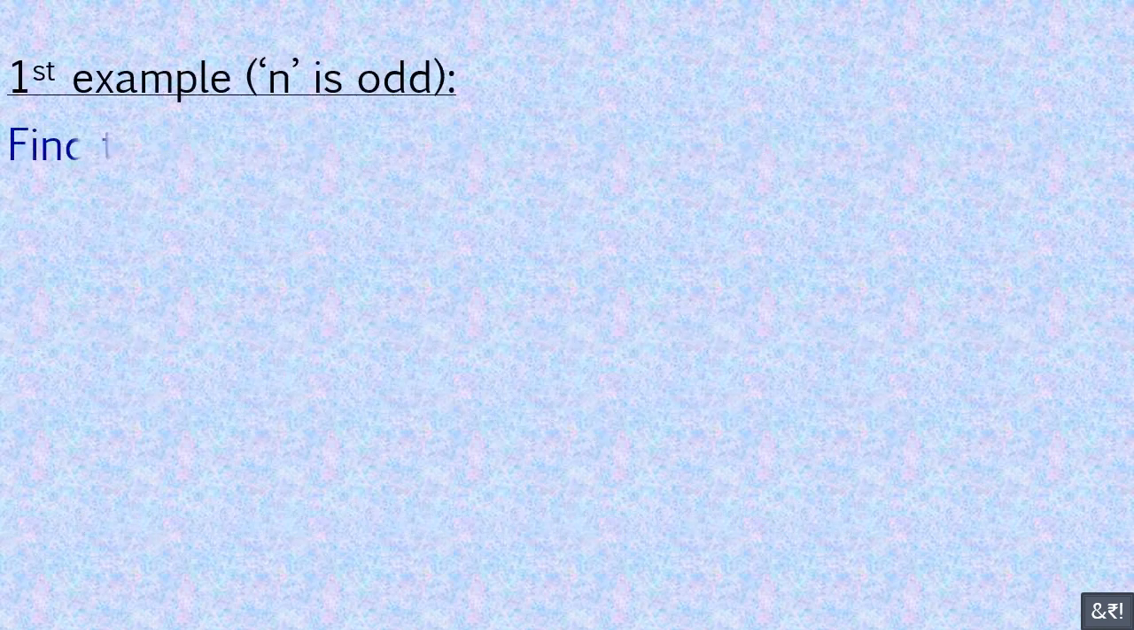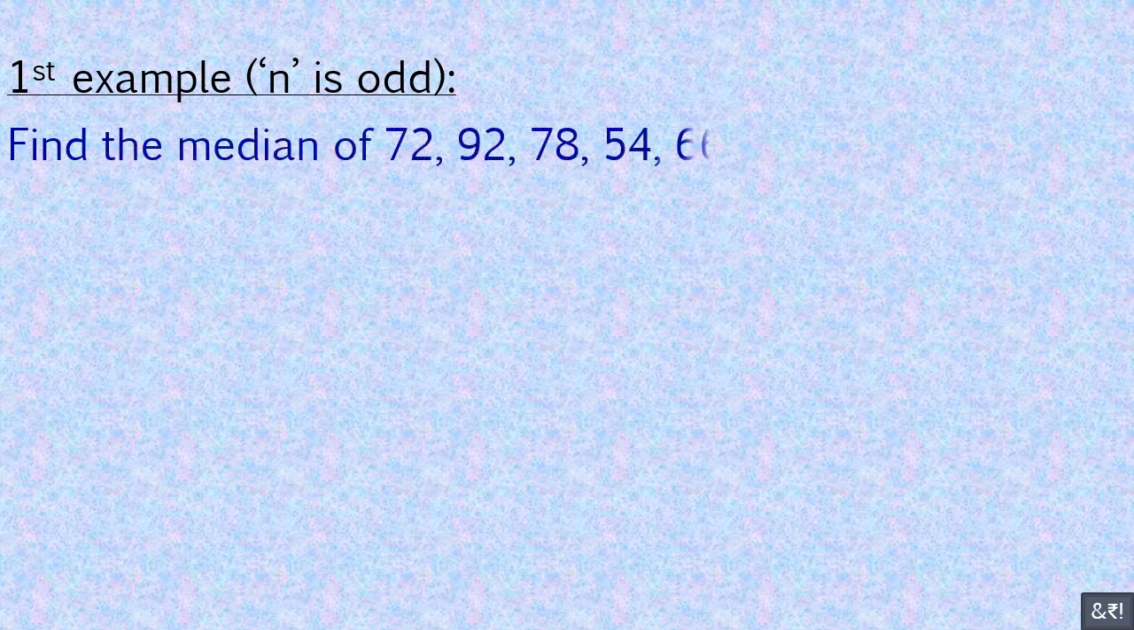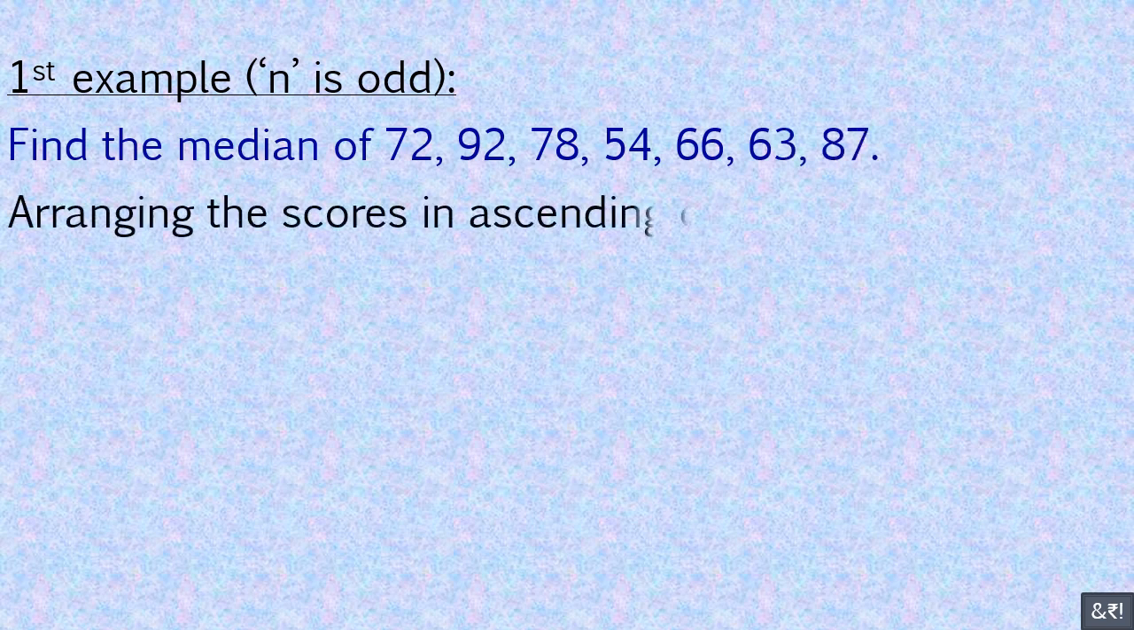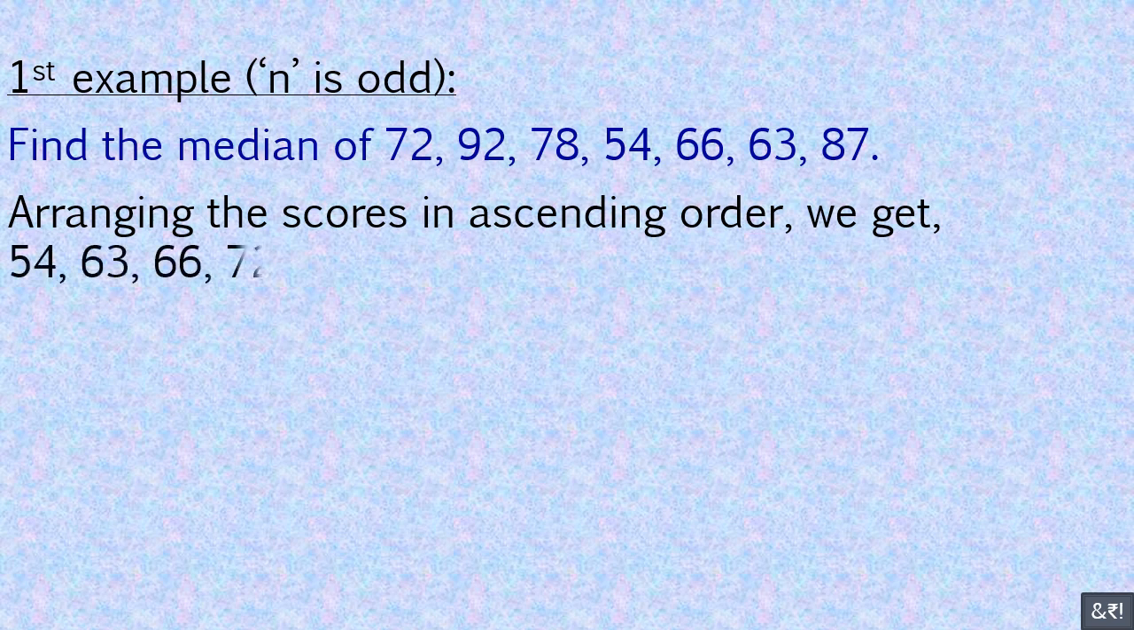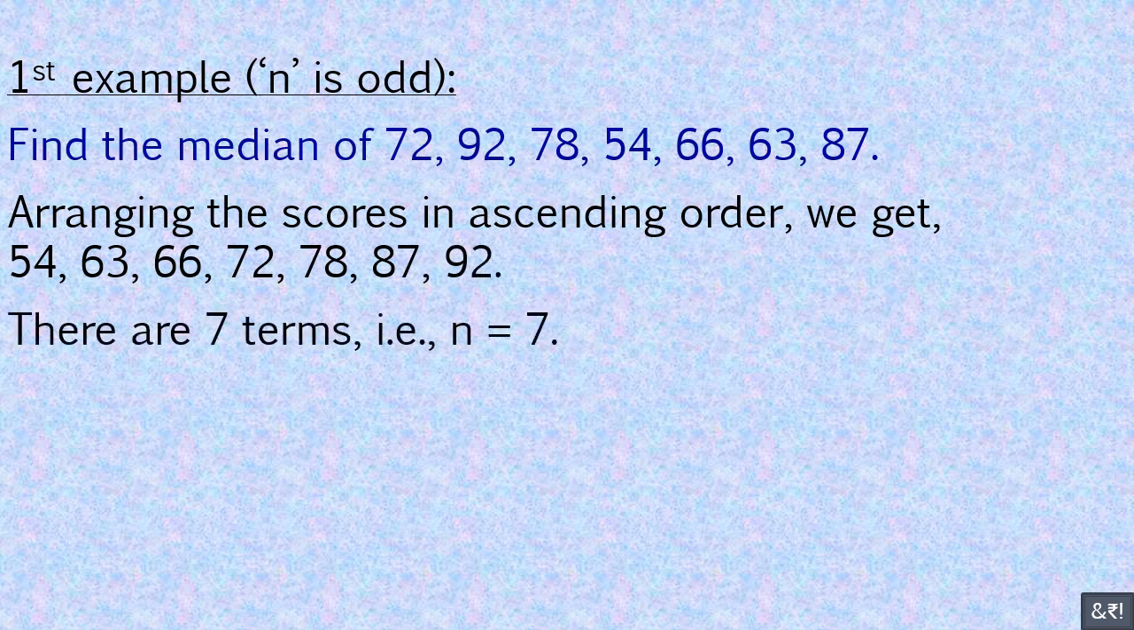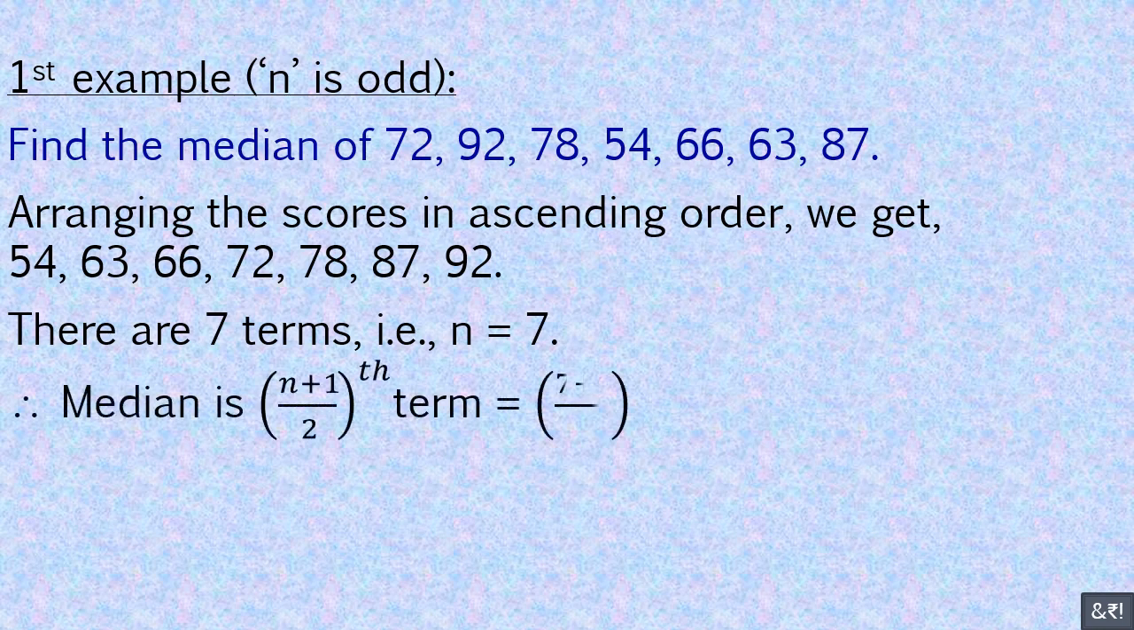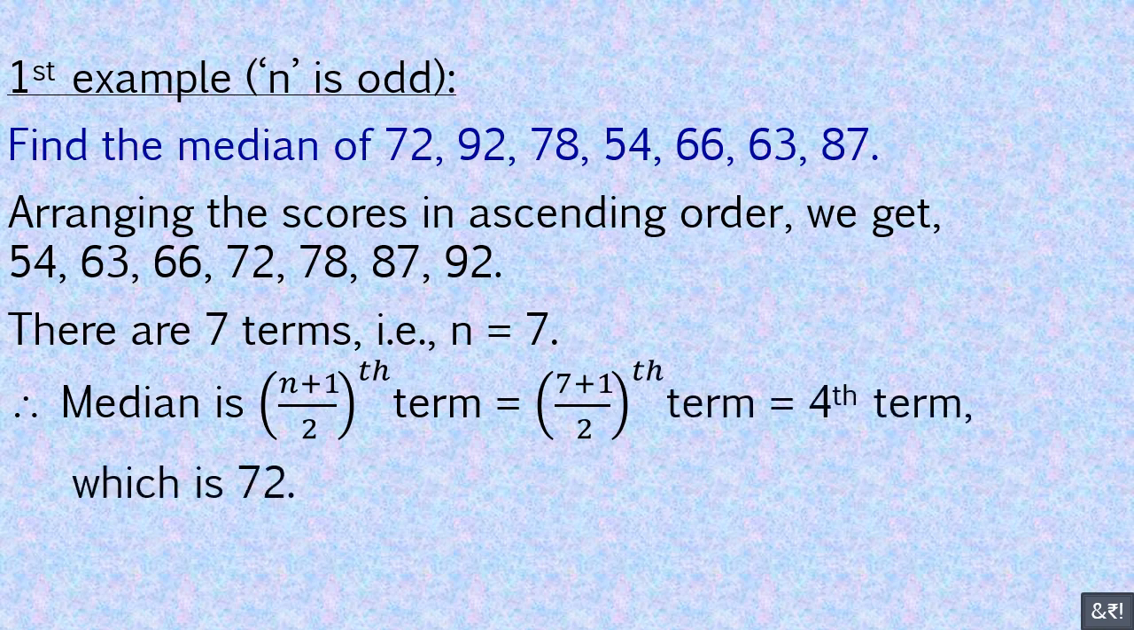Find the median of 72, 92, 78, 54, 66, 63, 87. Arranging the scores in ascending order, we get 54, 63, 66, 72, 78, 87, 92. There are 7 terms, that is, n equals 7. Therefore, the median is the (n plus 1) upon 2 th term, equals (7 plus 1) upon 2 th term, equals the 4th term, which is 72. So, the median is 72.